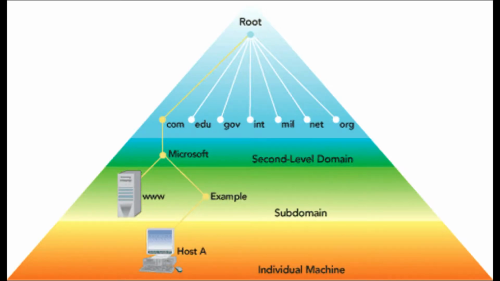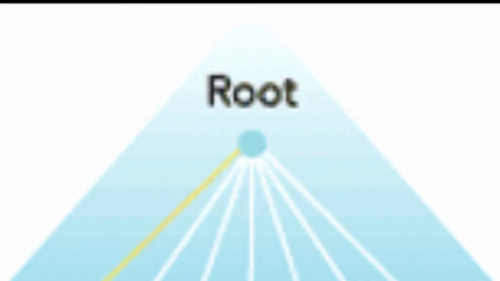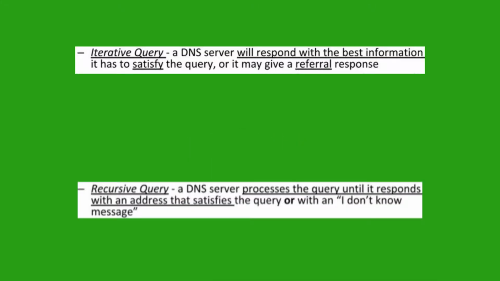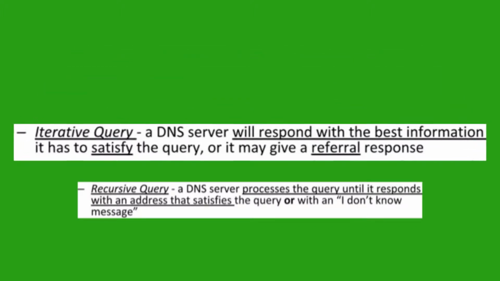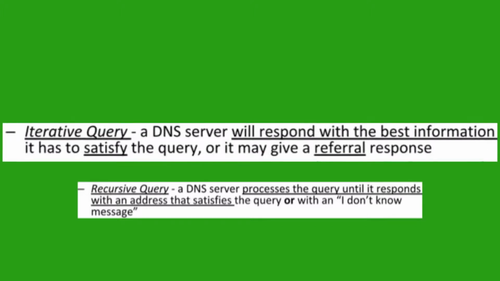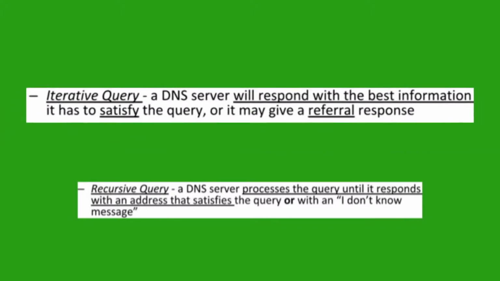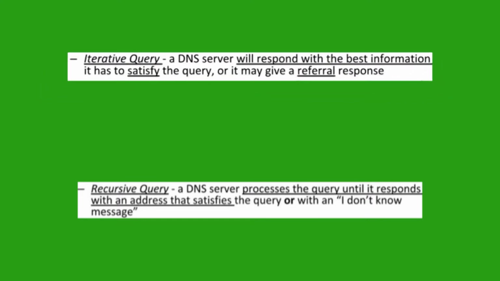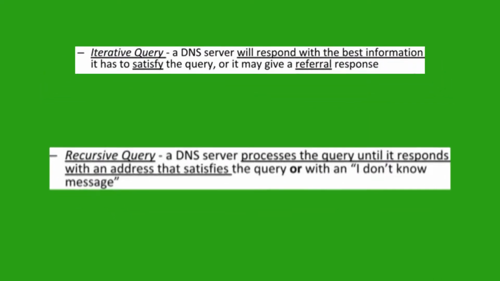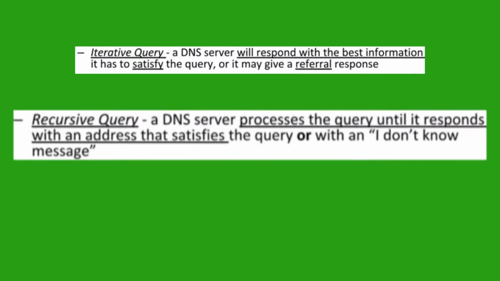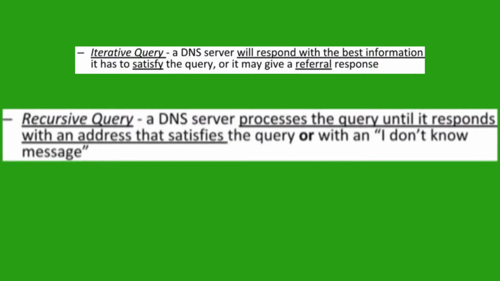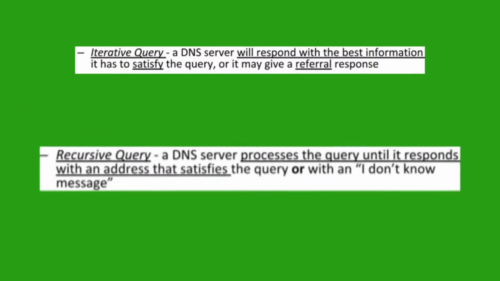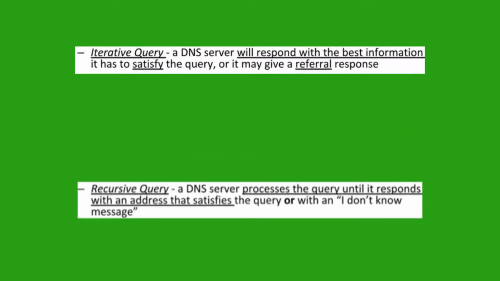The structure of a DNS is an inverted tree structure with the root at the top. There's also two types of DNS lookups that can be performed. There's the iterative query as well as the recursive query. The iterative query is a DNS server that will respond with the best information it has to satisfy the query, or it may give a referral response. The recursive query is a DNS server that processes the query until it responds with an address that satisfies the query, or it could even respond with the I don't know message if it cannot find the exact query.